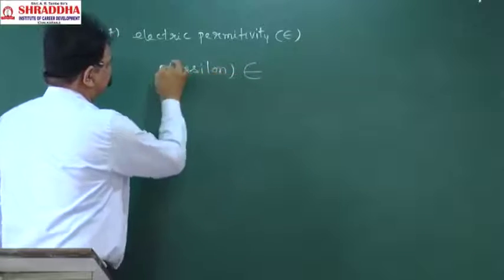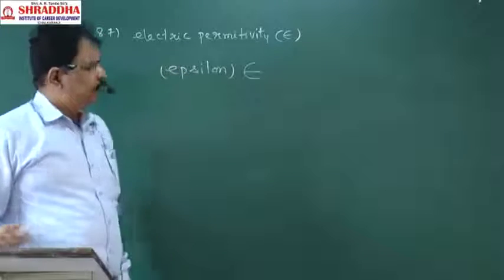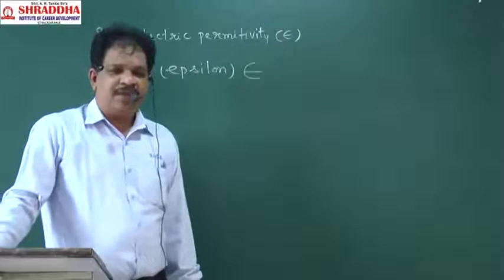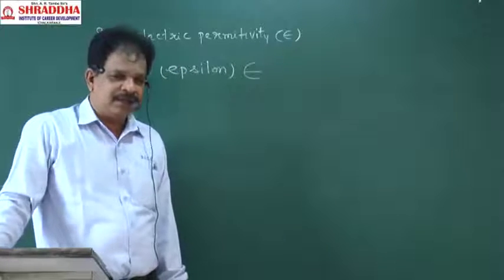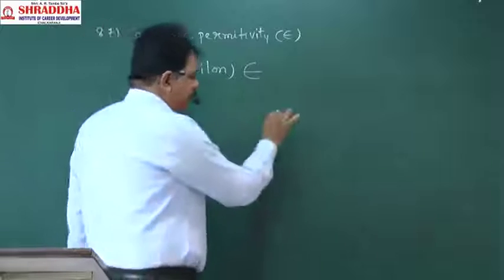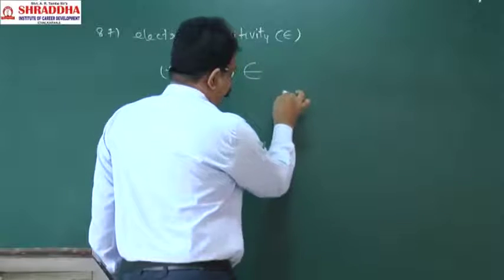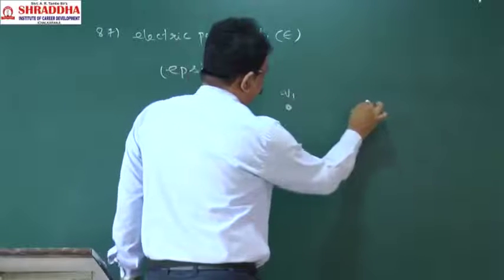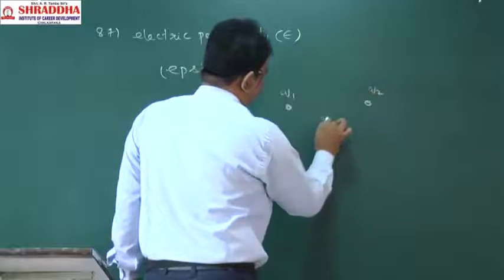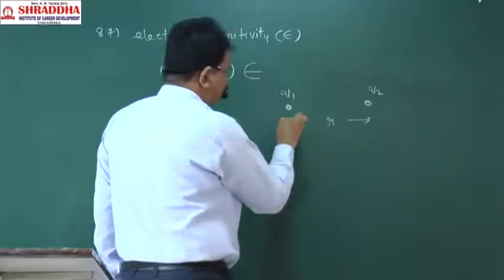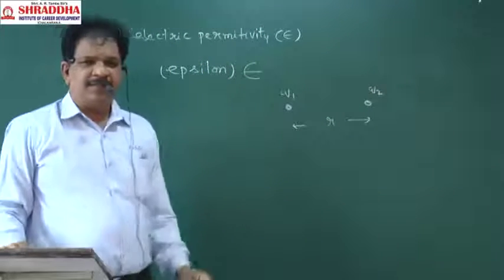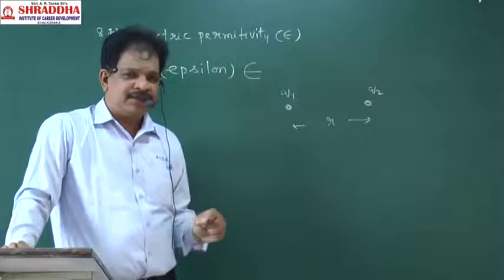Epsilon. How will we define this? What is the formula for this epsilon? See, two charges are there. They are separated by some distance.